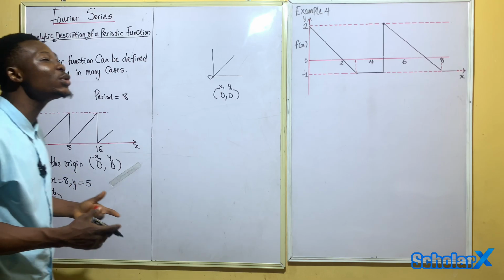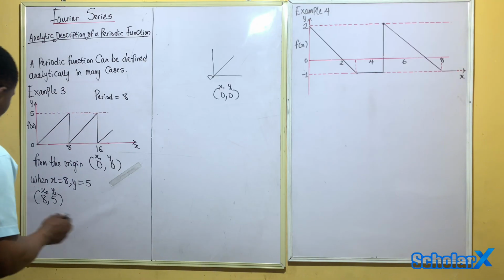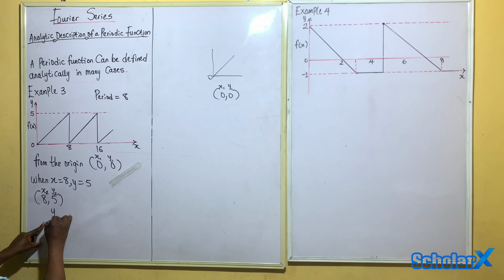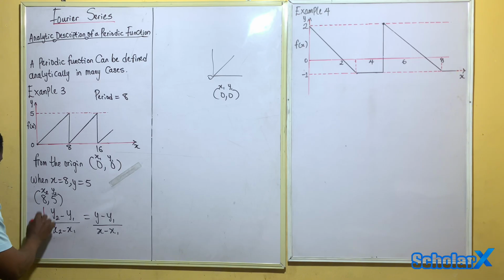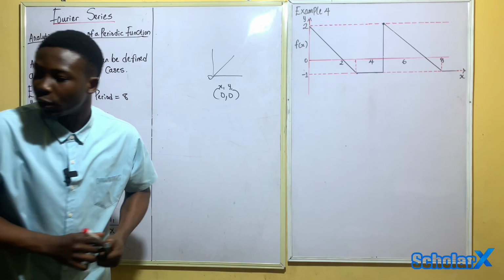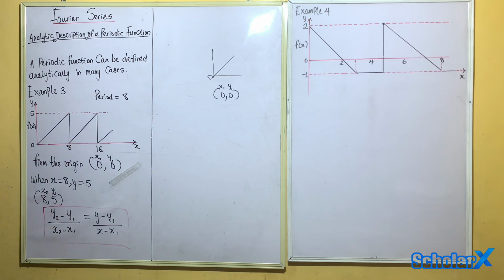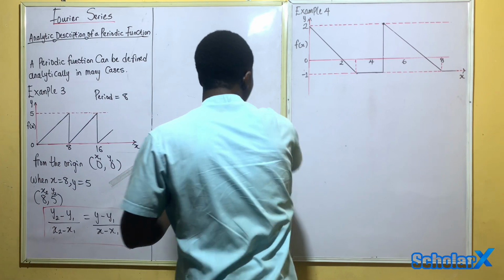We're going to use the equation of a straight line. What's the equation of a straight line? (y2 minus y1) over (x2 minus x1) is equal to (y minus y1) over (x minus x1). We're going to use this to find f of x, the function of this periodic function. So let's go ahead and use that.